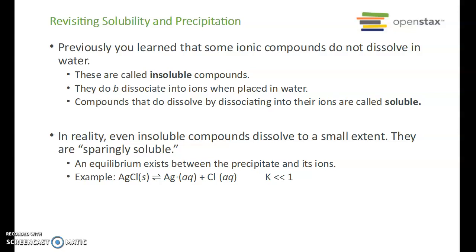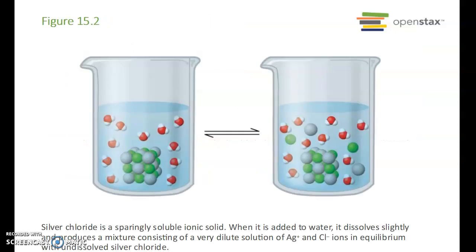In reality, even insoluble compounds dissolve to some extent. They are called sparingly soluble. Then equilibrium exists between the precipitate and its ions. So silver chloride, for example, is a sparingly soluble ionic solid. When it's added to water, it dissolves slightly and produces a mixture consisting of a very dilute silver ion and a chloride ion in equilibrium with the undissolved silver chloride.